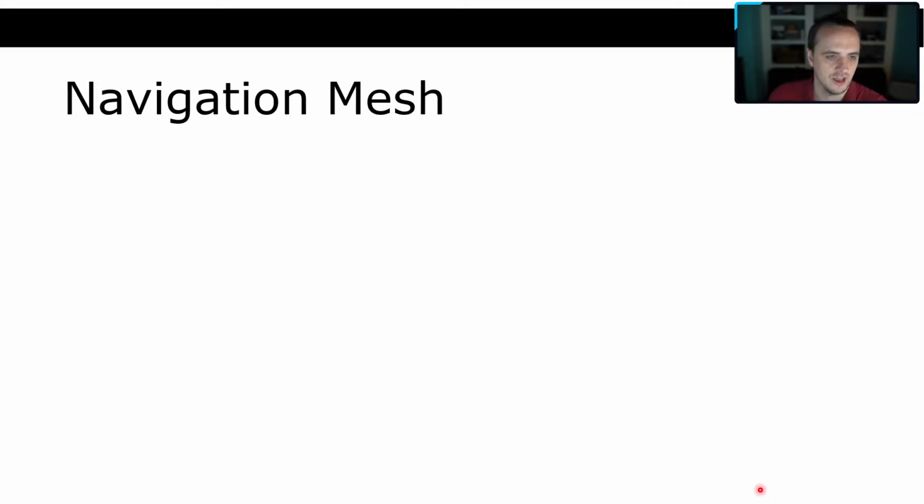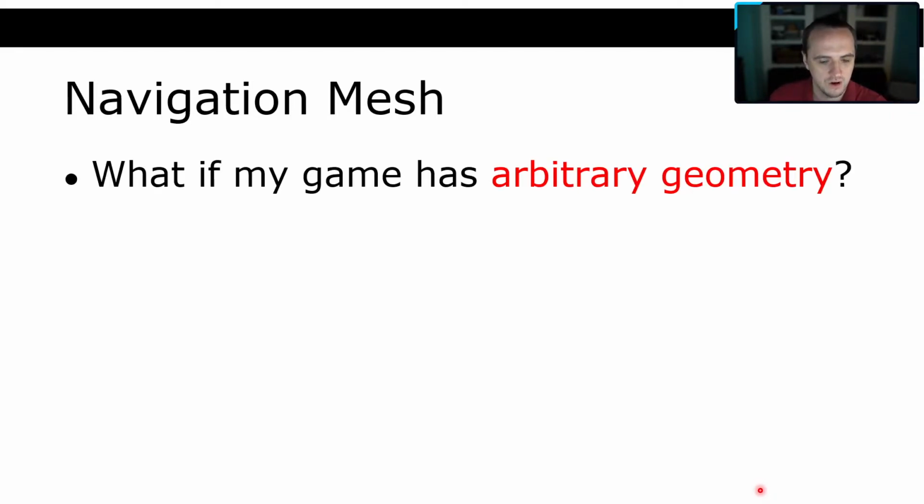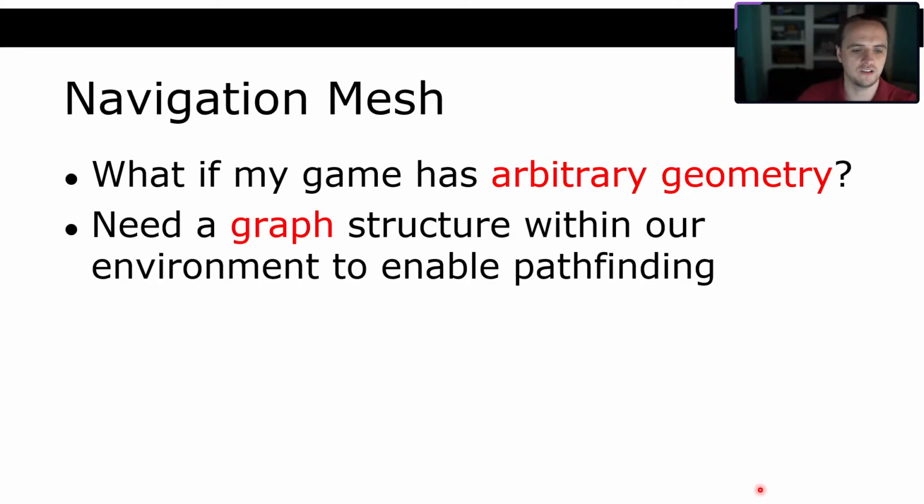Navigation meshes. Navigation meshes are cool. What if my game has an arbitrary 3-dimensional or 2-dimensional geometry? Well, in that case, we're going to need some sort of structure. We can't just perform an algorithm on arbitrary floating point numbers because there's too many of them. If we have a AAA game, typically one of the most well-known solutions is called a navigation mesh.